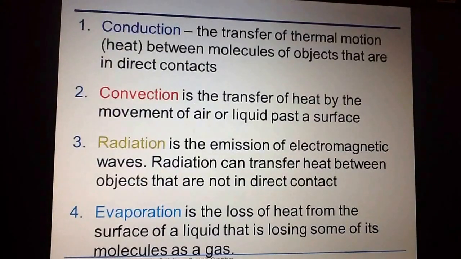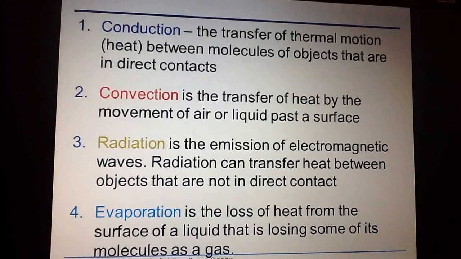Now, to define each of the four types, conduction is simply where heat transfers from one molecule to another because they're in direct contact. So if you put a pot on top of the flame on your stove, the fire is giving the heat directly to the pot. The pot is giving the heat from the flame directly to the water that's inside of it, that's touching it. That is conduction. Whereas convection is how we transfer heat by having air move past a surface. So when hot air blows on you and that warms you up, that's convection.